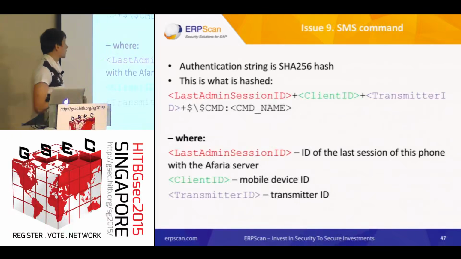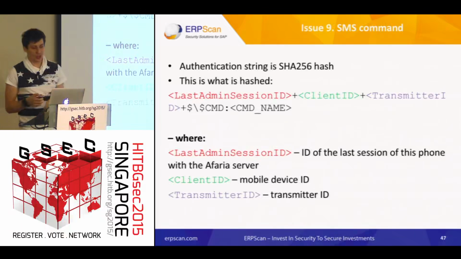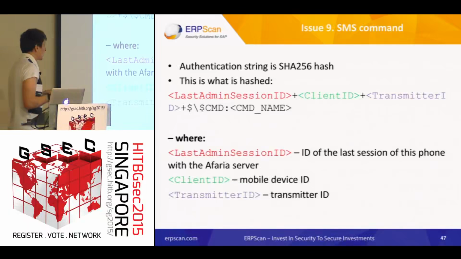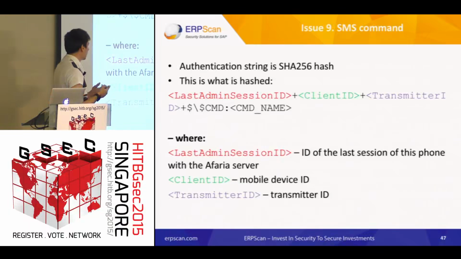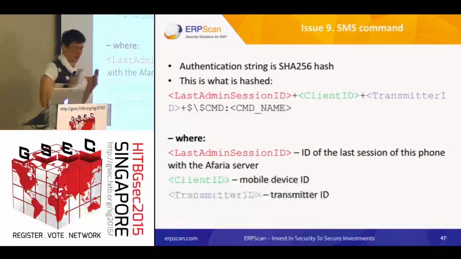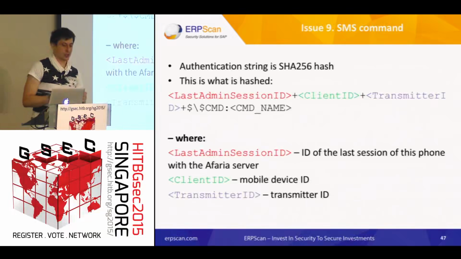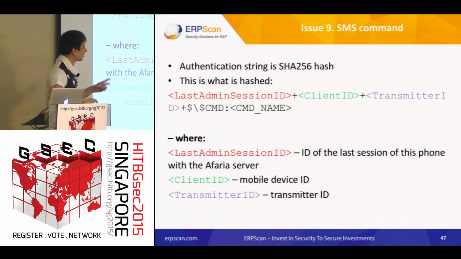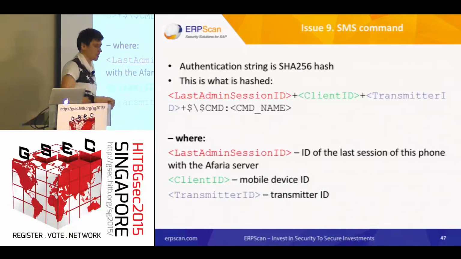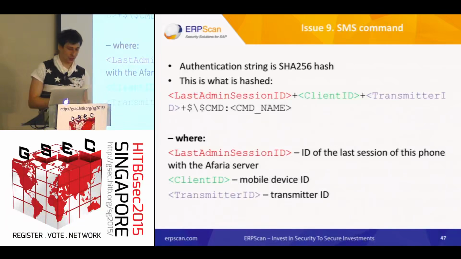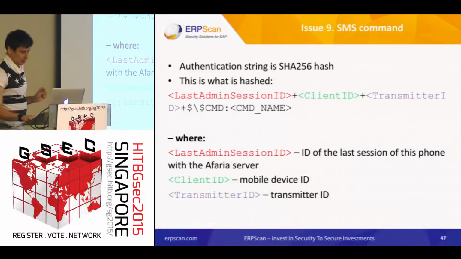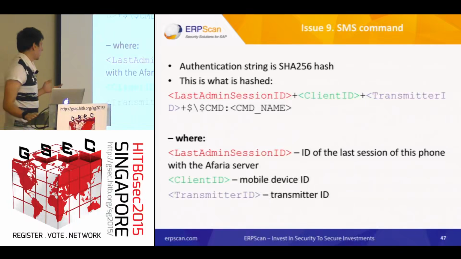Actually, the notification string is a SHA-256 hash, but we should know what exactly was hashed. The hash contains three main values: the last administration session, the client ID, and the transmitter ID. Actually, the transmitter ID is just the server ID. So we should know the session, client ID, and server ID.